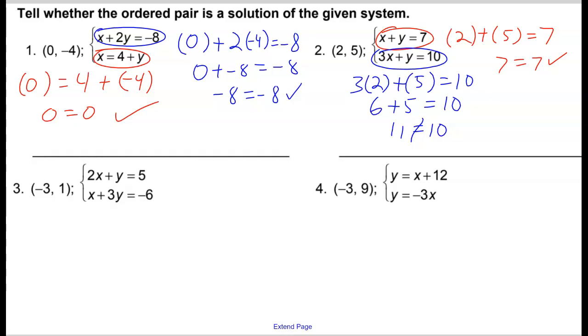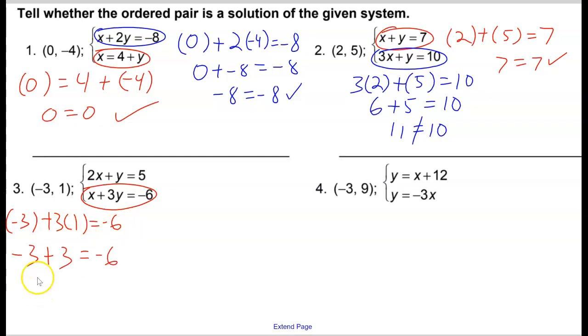All right, let's look at 3. I'm going to start with this one here first. So I'm going to plug in negative 3 and 1 for the x and the y. 3 times 1 is 3. And then negative 3 plus 3 is 0. And 0 does not equal negative 6. So that doesn't work. No need to check the second one.